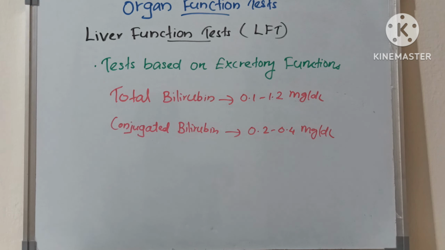Bilirubin is an excretory byproduct of heme breakdown. Normal range of total bilirubin is about 0.1 to 1.2 mg per dl and conjugated bilirubin 0.2 to 0.4 mg per dl. High levels indicate liver damage or hemolytic anemia. These are the tests based on excretory functions.